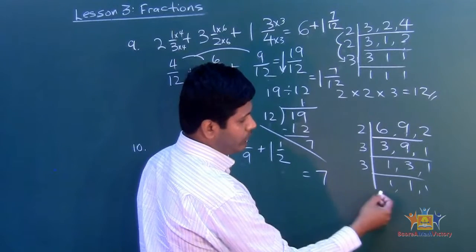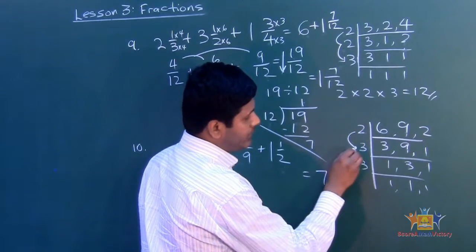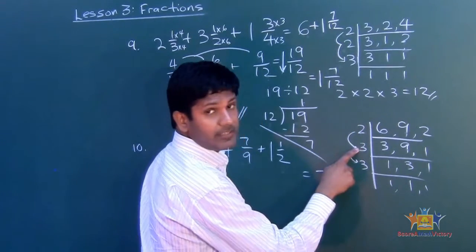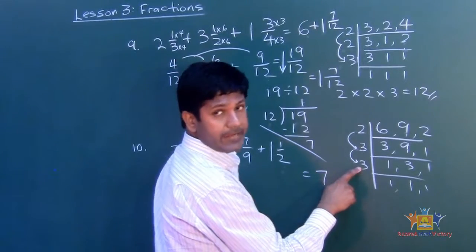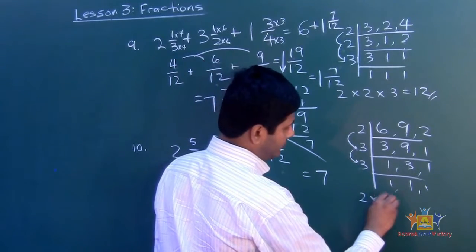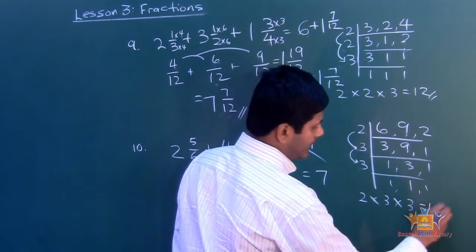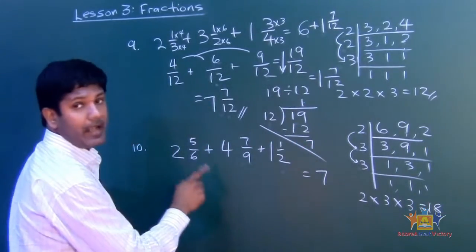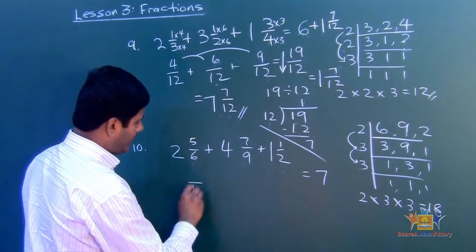So once I come to 1, 1, 1, now it's 2 times 3 times 3. So 2 times 3 is 6, 6 times 3 is 18. Okay? So 2 times 3 times 3 is 18. And that's going to be my common denominator.